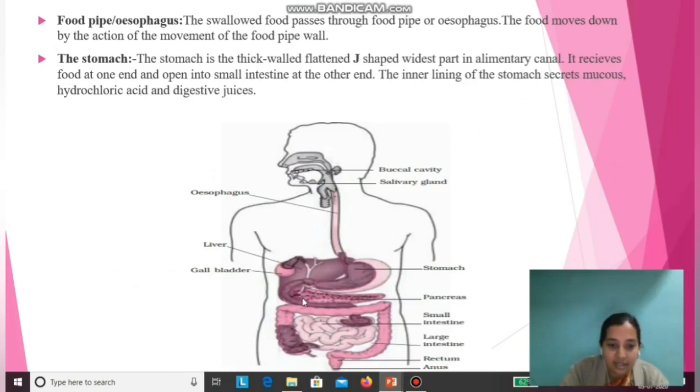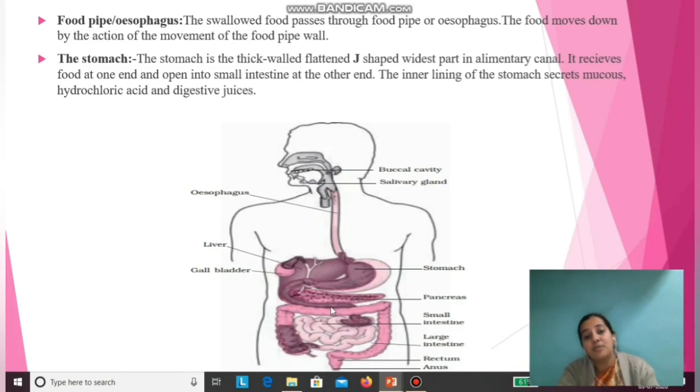Then comes your large intestine. Can you see here? The large intestine is 1.5 meters long. In the large intestine, whatever remaining undigested food is there in the small intestine is transferred into the large intestine. Here also some absorption takes place. Some minerals and water absorption mainly takes place in your large intestine.